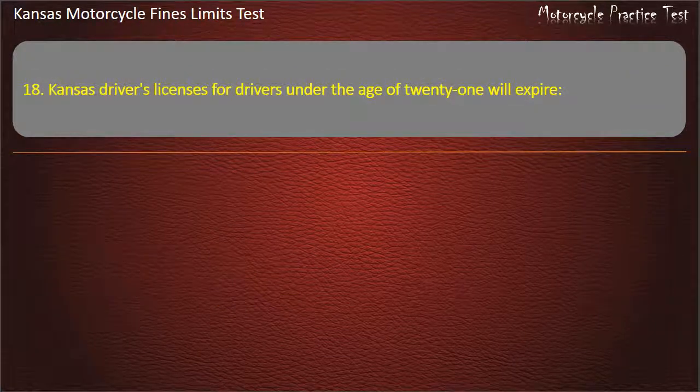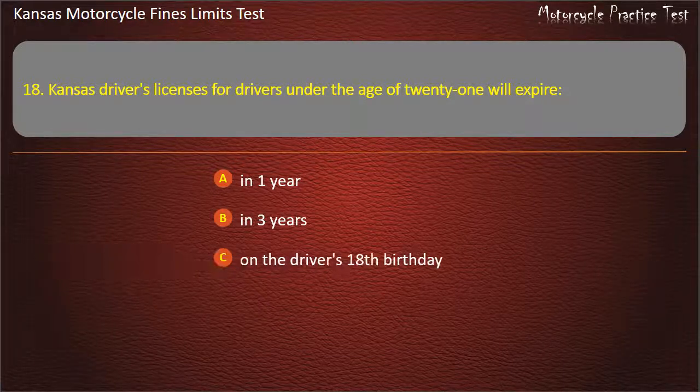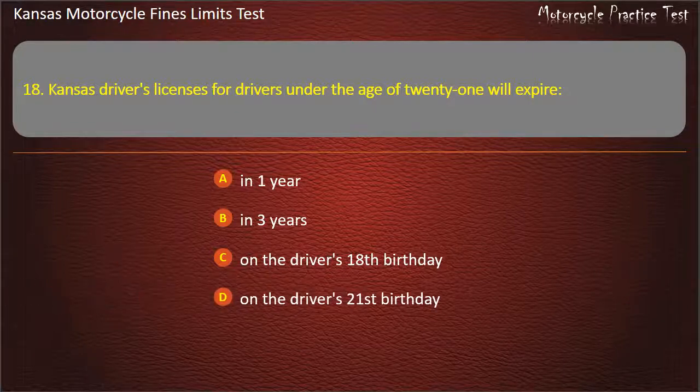Question 18. Kansas driver's licenses for drivers under the age of 21 will expire in 1 year. In 3 years. On the driver's 18th birthday. On the driver's 21st birthday. Answer: On the driver's 21st birthday.